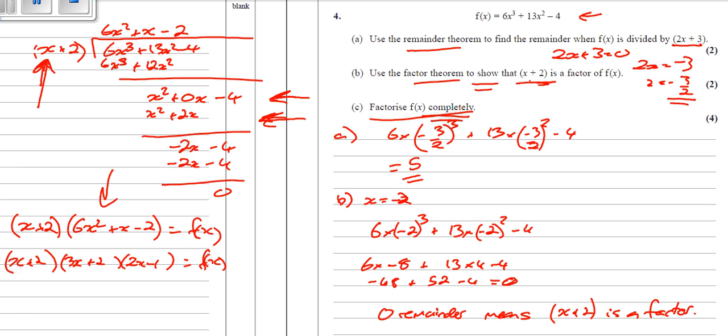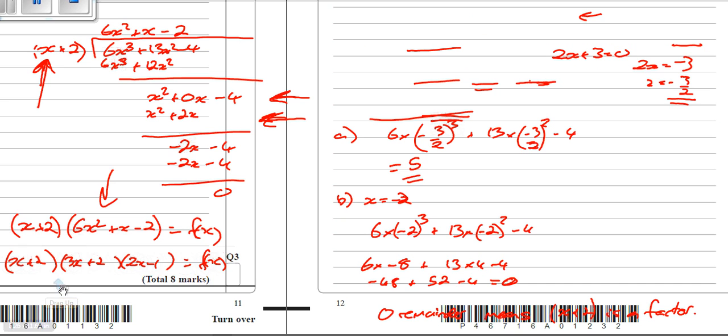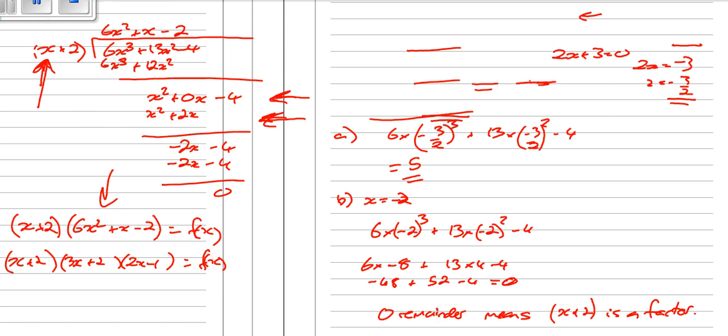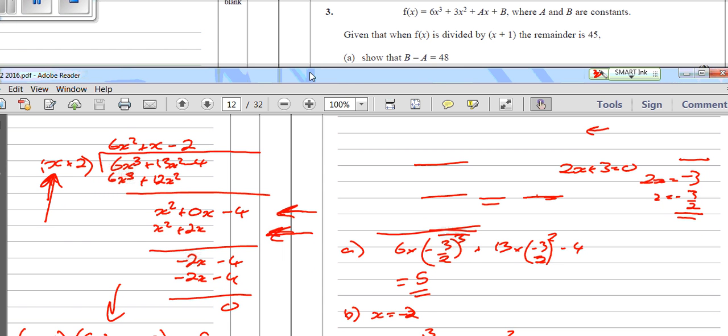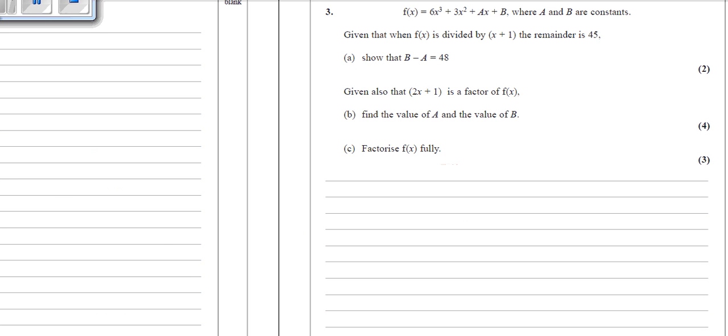So that's the whole premise behind using the remainder theorem and the factor theorem. And again, the questions don't change an awful lot from year to year. Sorry, let's find the appropriate question for the 2015 paper. Pause the video. That's better.